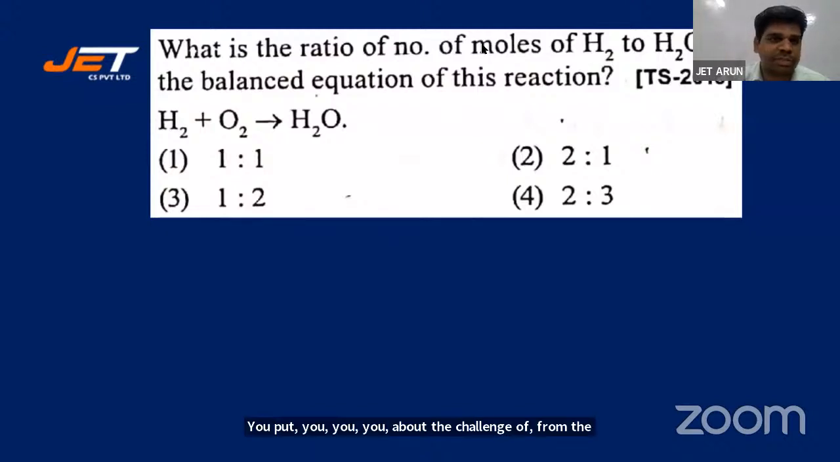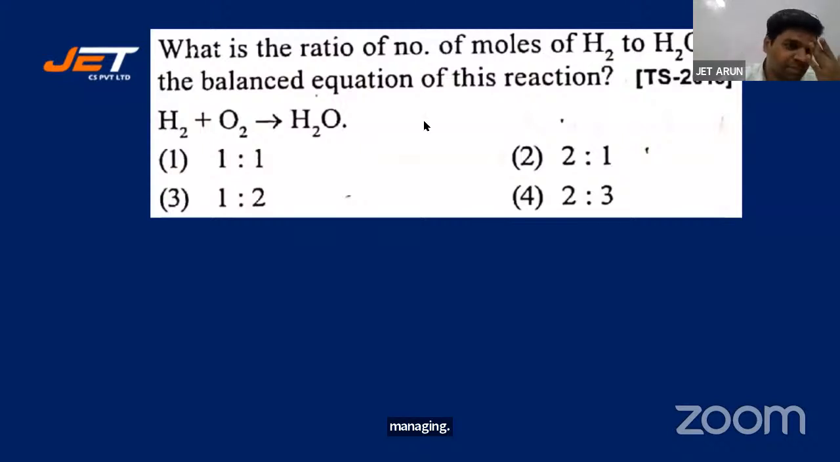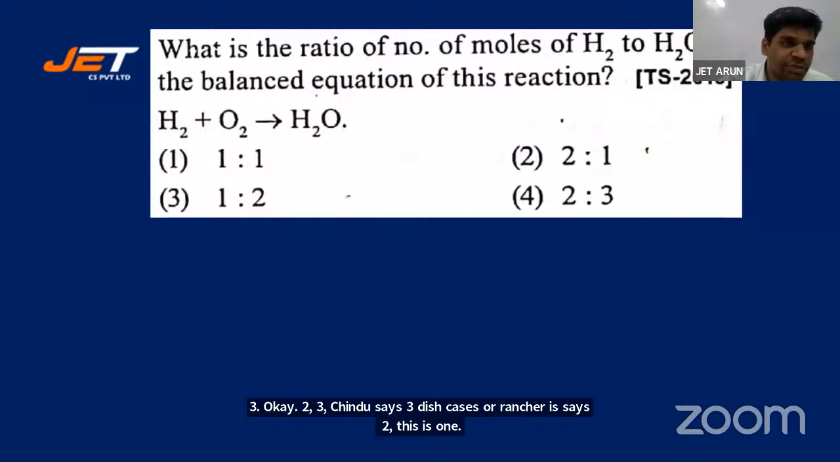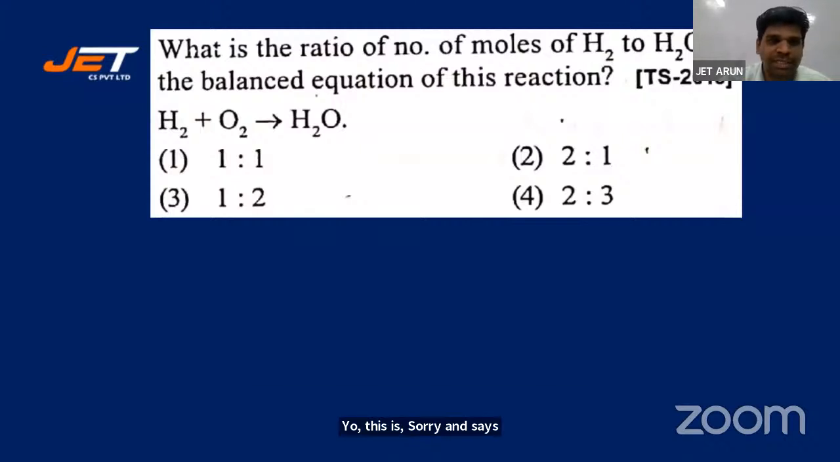Okay, responses. 2, 3. Okay, 2, 3. The confusion between 2 and 3. Chintu says 3, Rishikesh says, Rajeshwari says 2, Rishikesh says 1, Jyoti says, Sharat Chandra says 4, Jyoti says 2, Sai Charan says 2. Let's see the key. It's 1.